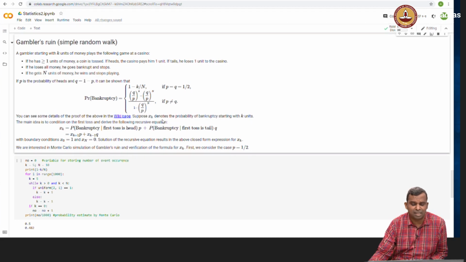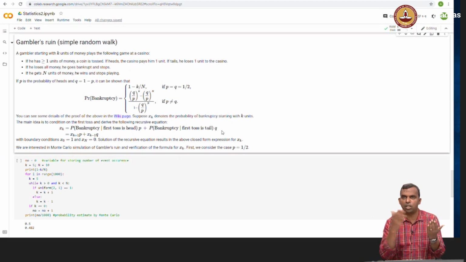There is a wiki page which has some derivations, but actually they are very simple, not very complicated. Let's say xk is the probability of bankruptcy starting with k units. The main idea is to condition on the first toss. Now xk is the probability of bankruptcy given the first toss is head times p, plus the probability of bankruptcy given the first toss is tail times q, right?